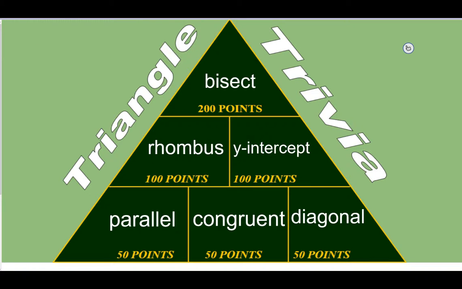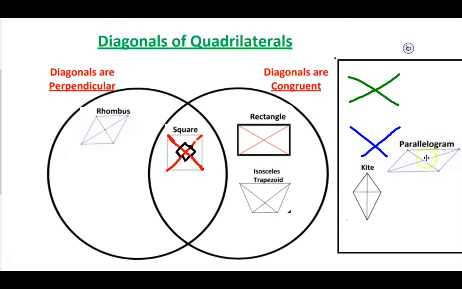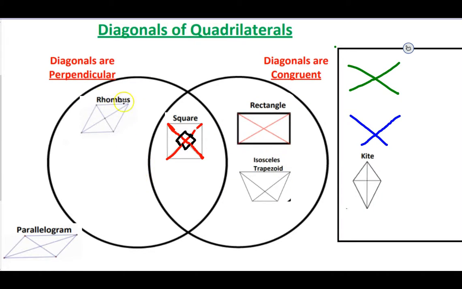Okay, so our parallelogram. If you look at the diagonals on the parallelogram, you can see this one here is shorter than this one. So the parallelogram is going to go down at the bottom. It doesn't even belong in the Venn diagram because it doesn't have perpendicular, nor does it have congruent diagonals. So it doesn't form 90-degree angles, and it doesn't have two congruent diagonals.